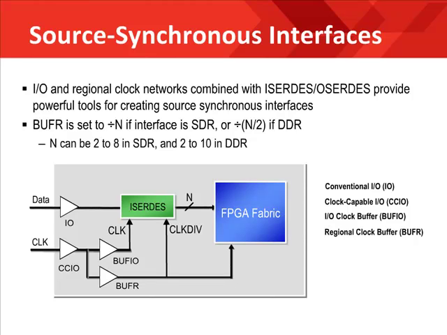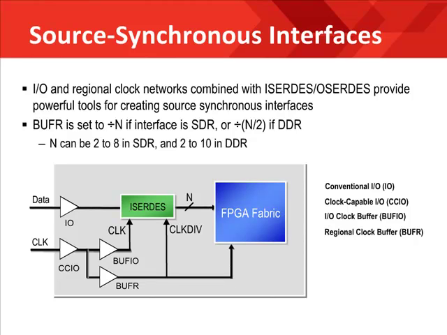Now, source-synchronous interfaces can be easily built with Virtex-6. So in this example right here, we see our data coming into the ISERDES resources and a clock-capable signal, or a clock, coming to the CCIO pin, which is then routed via the BUFIO to the ISERDES resources, as well as through the buffer resources to our FPGA fabric, which is then taking the data from the ISERDES resources.